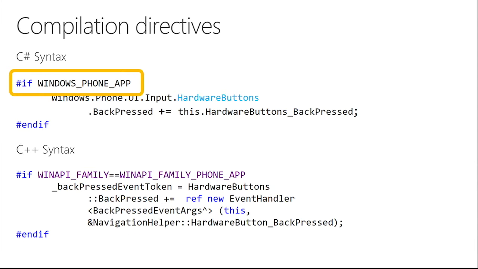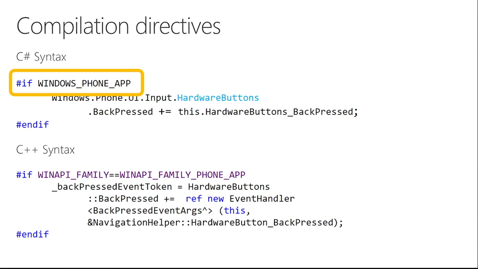Anyway, that conditional is defined in the project properties. What it means is that when it's compiled for phone, this bit of code is included, but when it's compiled for desktop, it's not. So this is selecting code at the compilation stage, which is not what we're about with UWP. We've only got one project with UWP.